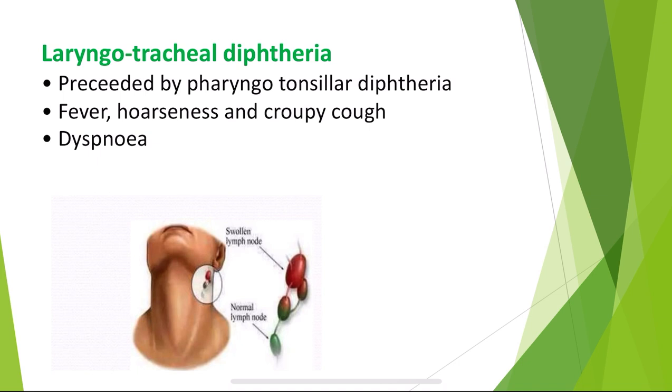Moving further to the laryngotracheal diphtheria. It is preceded by the pharyngotonsillar diphtheria. The patient presents with fever, hoarseness of voice, and croupy cough. We see the larynx, the voice box, being involved here. So the patient presents with hoarseness of voice. There is hoarseness of voice and also a croupy cough, and he also presents with dyspnea.